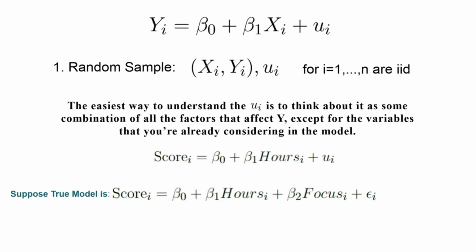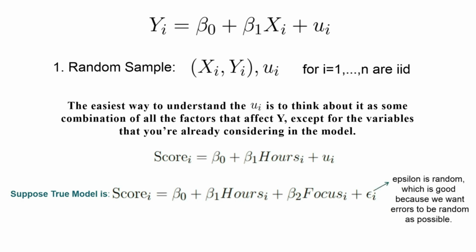Well, in that case, since all the variables are already controlled for in this true model, the error in this model, or the epsilon, is going to be random. And that is good because we want errors to be as random as possible. What about the error u_i in our original model? Well, it's easy to see that this portion represents u_i because we have omitted the variable focus in our original model. So u_i is going to equal this term at the bottom, which is basically some combination of the variable focus and the random component. So that's what I mean by a combination of all the factors.